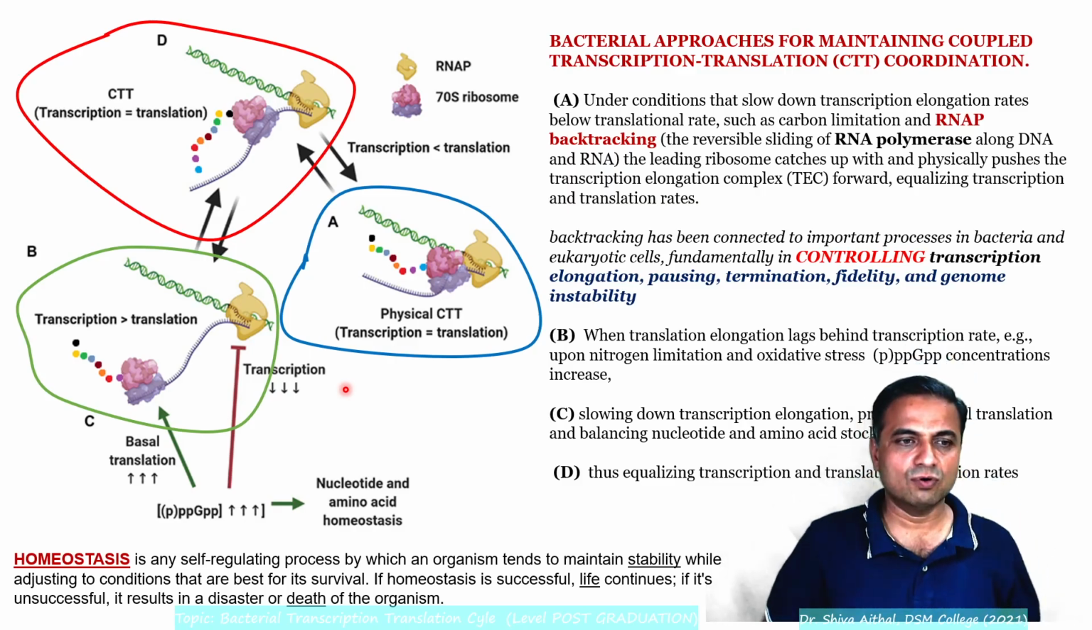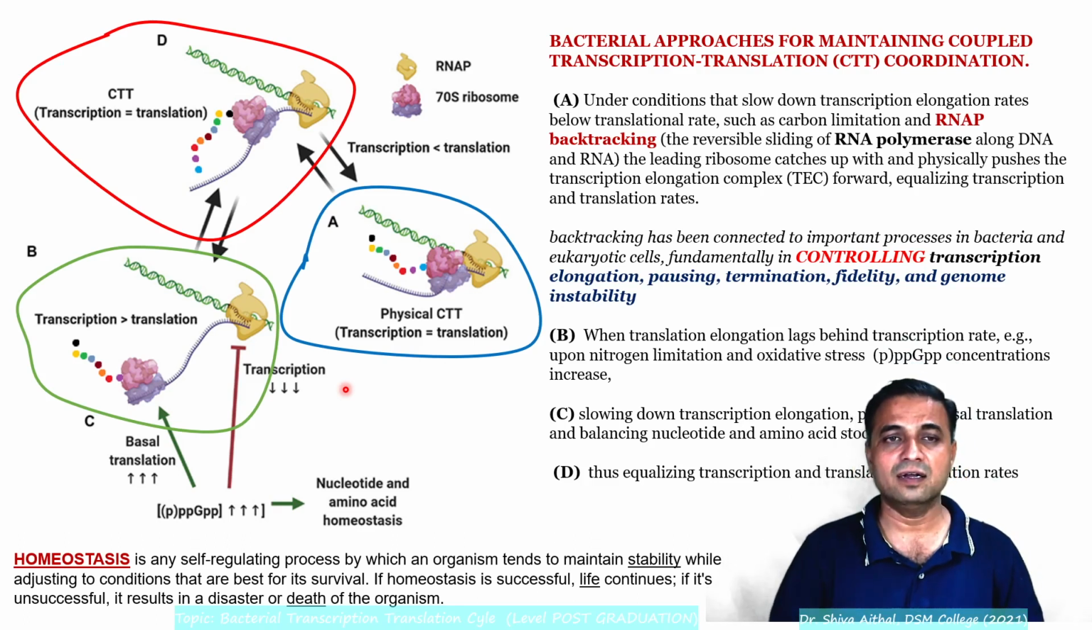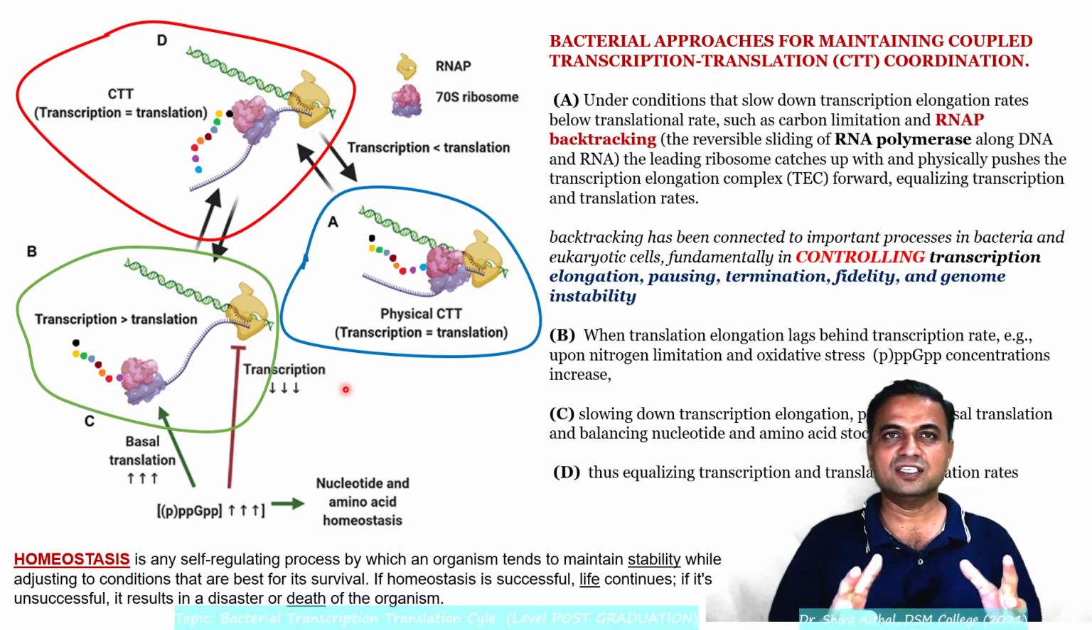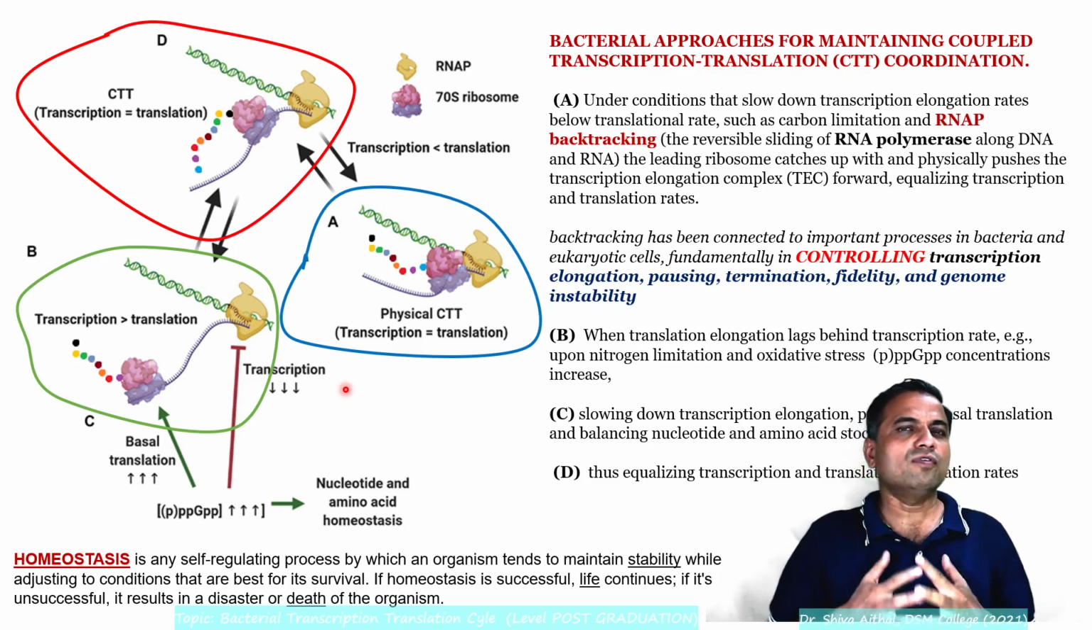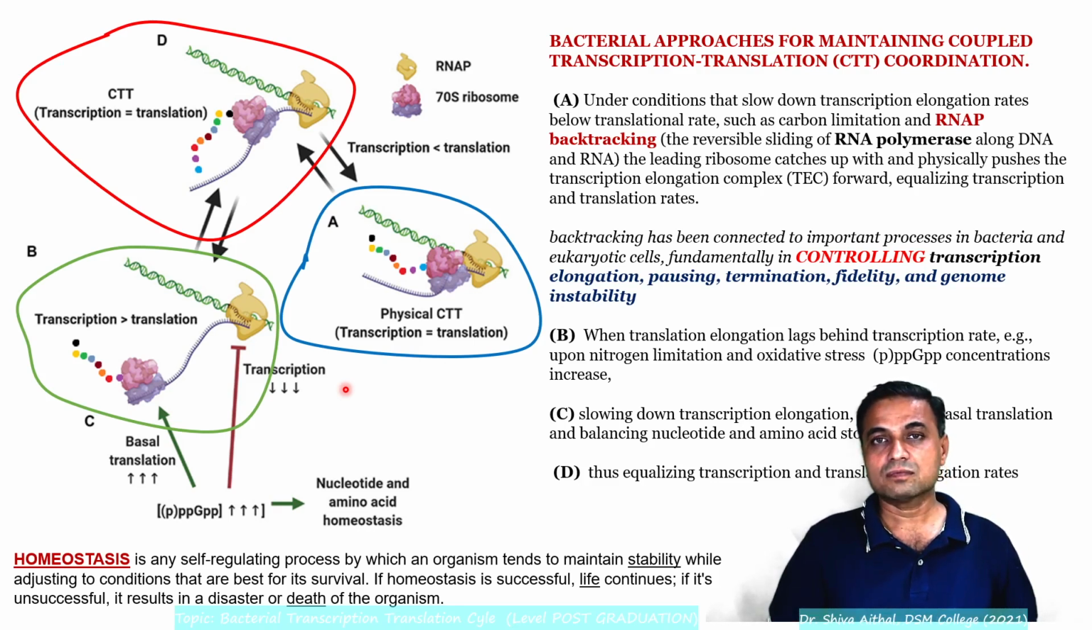Finally, the last thing which I would like to tell you about coupled transcription and translation in bacteria. I have discussed everything. I would just like to mention a point of homeostasis here. What is homeostasis? Homeostasis is any self-regulation by an organism where we tend to maintain stability while adjusting to the conditions which are best for survival. If I want to give an example of homeostasis in humans, look at how beautifully we regulate the 37 degrees centigrade inside our body, 24/7, whole day, whole year, throughout your lifetime. The body struggles to maintain the normal body temperature, which is 37 degrees centigrade. That mechanism is homeostasis.